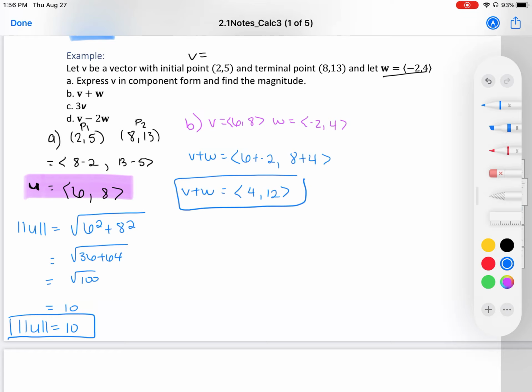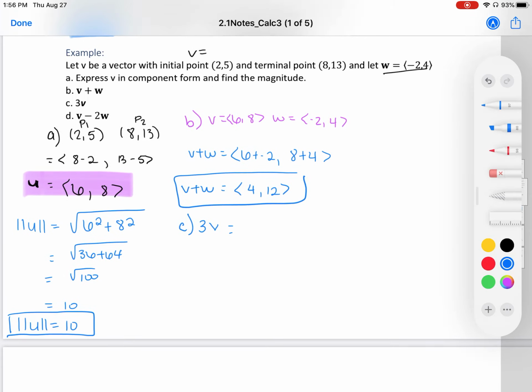C, it's asking us to multiply. All right, so to multiply 3v, we're going to take our vector v and multiply a 3 into each x and y. So my vector v, we said was 6 and 8. All right, let's multiply each x and y by 3. 3 times 6 is 18, and 3 times 8 is 24.